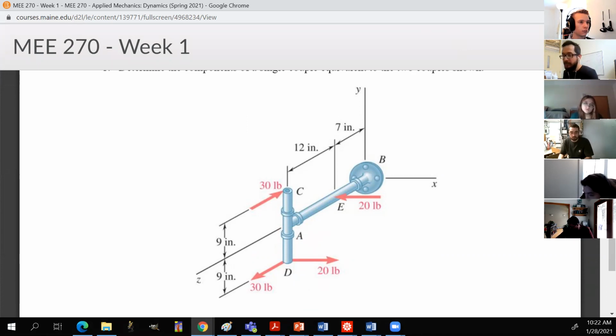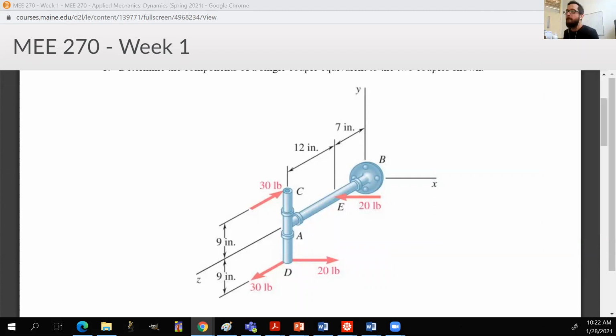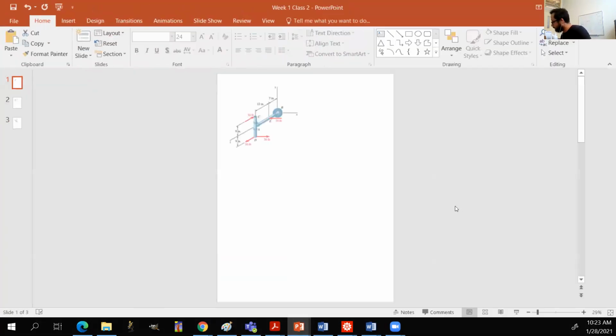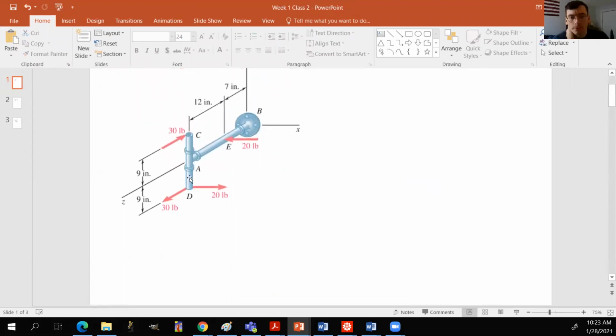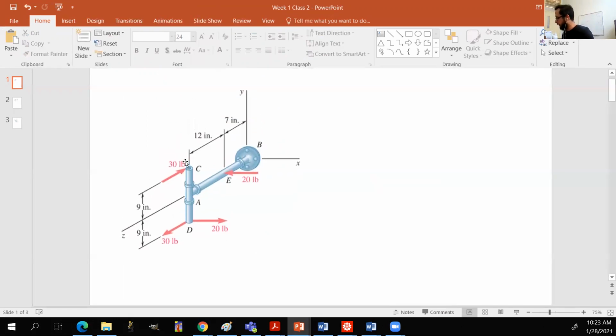What would be the easiest way to go about this? Where is it? Right here. Would it be A? Yeah, it would be A, right? Or actually, no, there's one even easier than that. Which point has the most forces on it? D, right? So you'll preclude the forces that are acting about D, right?